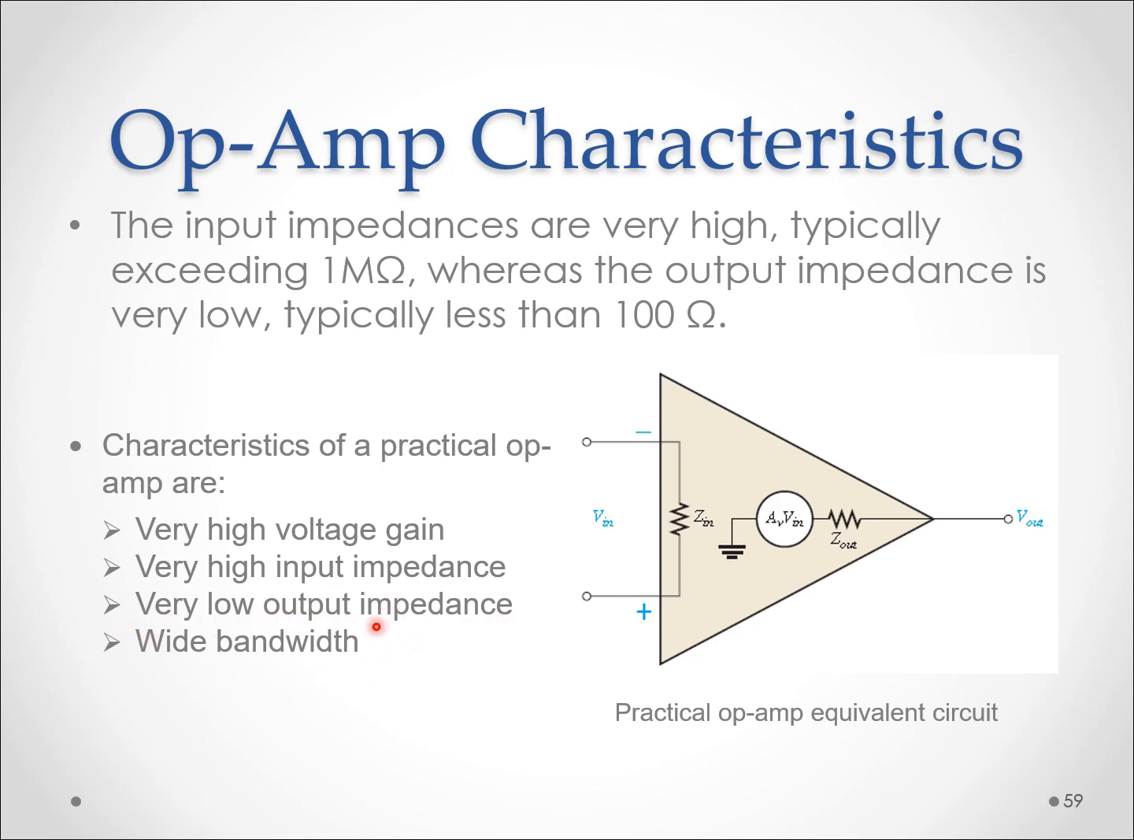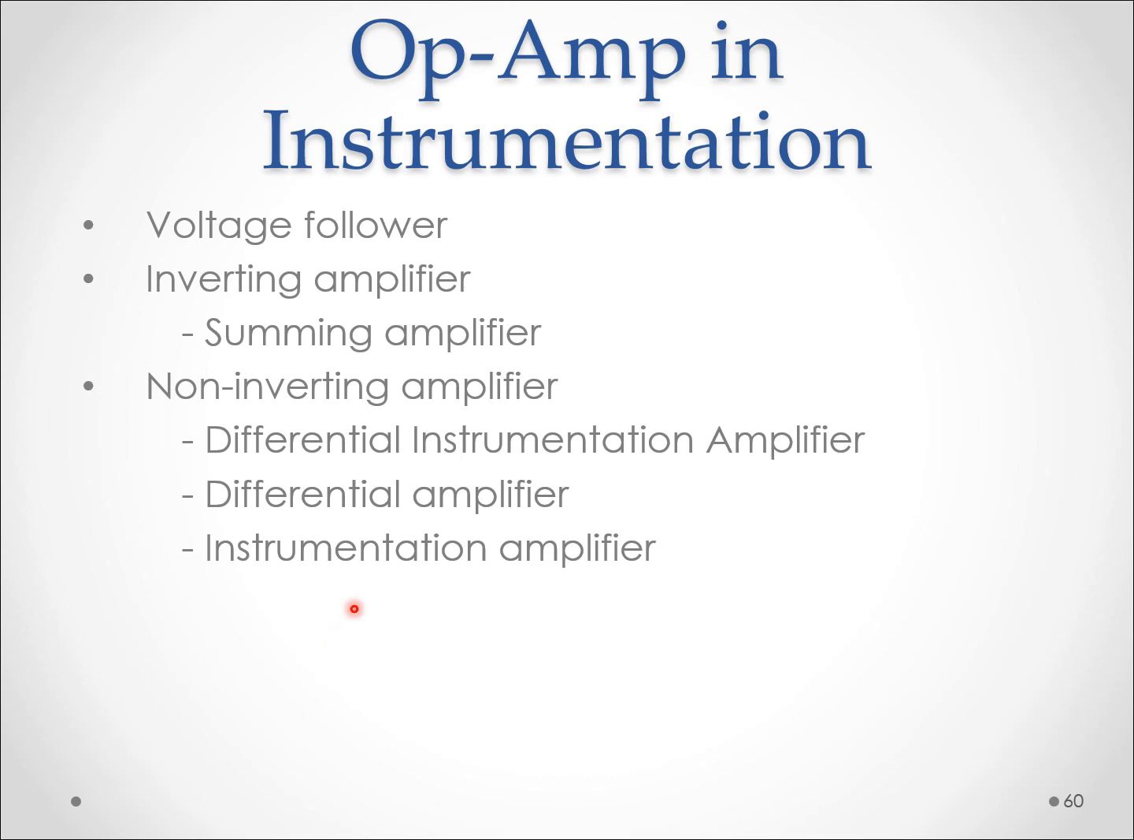Where can we use this op-amp in instrumentation? This is a list of applications of op-amp in instrumentation, where the first one, we can use it as a voltage follower. Second, we can use it as a summing amplifier. We can use it as a differential amplifier, and last but not least, we can use it as an instrumentation amplifier.